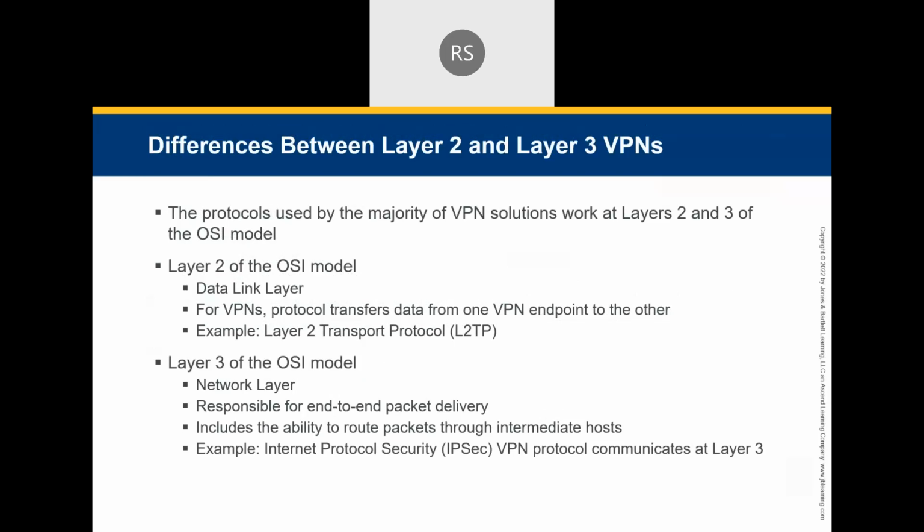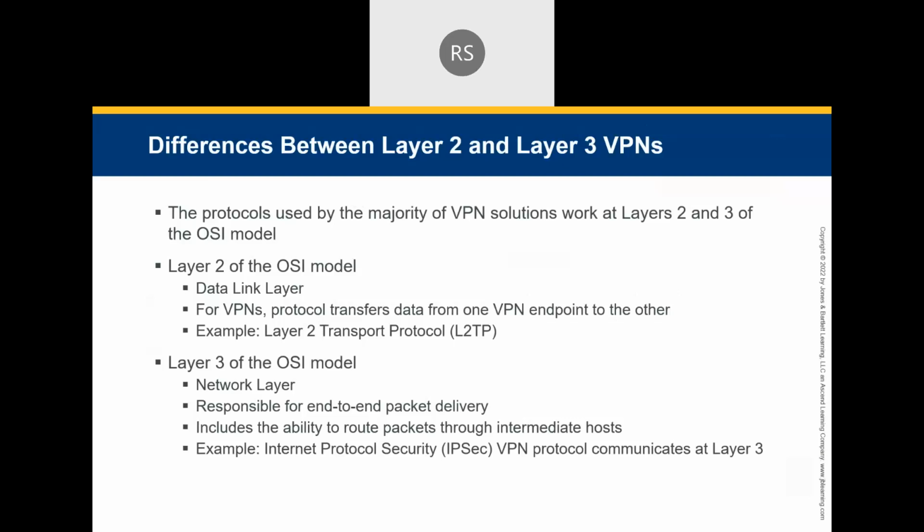Now we're going to look at the differences between Layer 2 and Layer 3 VPNs. First, I want to stress that it is important to understand that the protocols employed by most VPN solutions function at Layer 2 and Layer 3 of the OSI model. Layer 2 is also known as the data link layer. This handles the transfer of data from one VPN endpoint to another. An example of a Layer 2 protocol used for VPNs is the Layer 2 Tunneling Protocol.